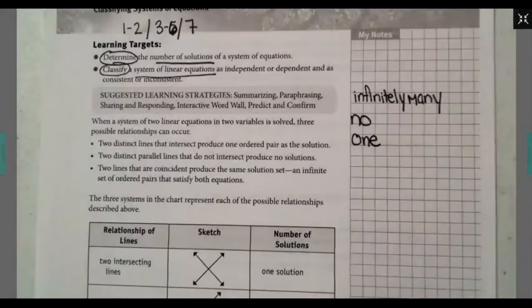Let's take a look. When a system of 2 linear equations and 2 variables is solved, 3 possible relationships can occur. 2 distinct lines that intersect produce one ordered pair as a solution. 2 distinct parallel lines that do not intersect produce no solution. And 2 lines that are coincident produce the same solution set, an infinite set of ordered pairs that satisfies both equations.